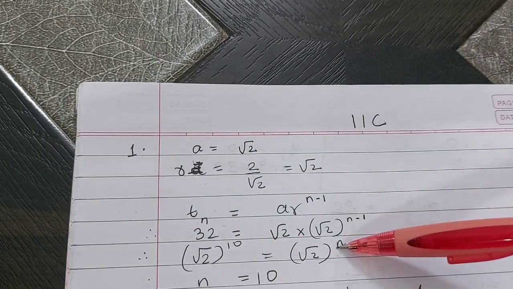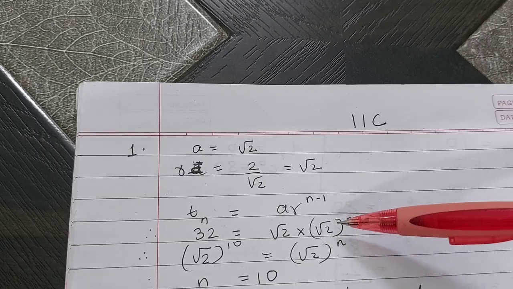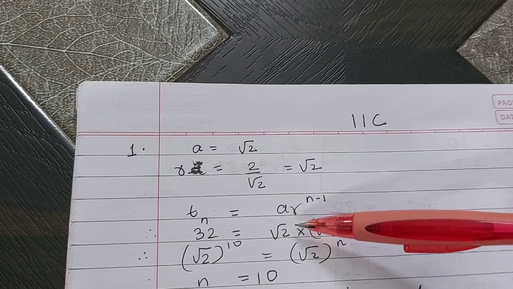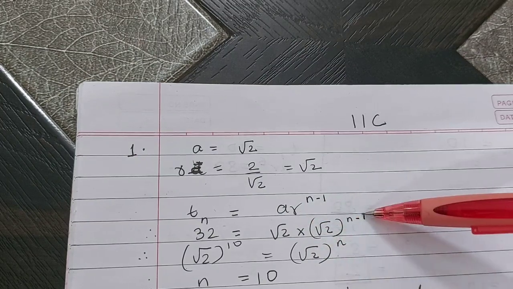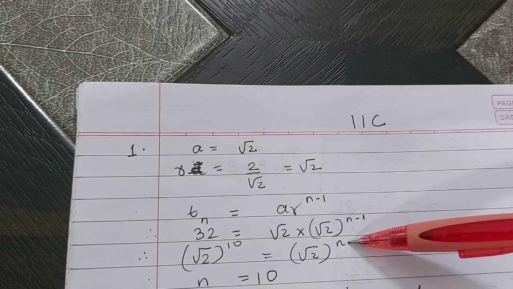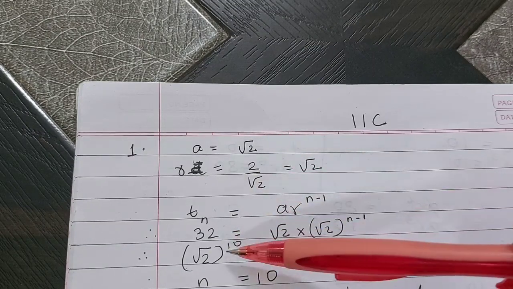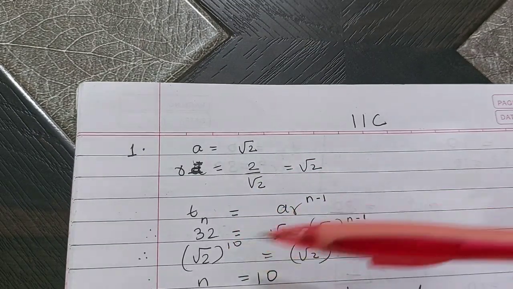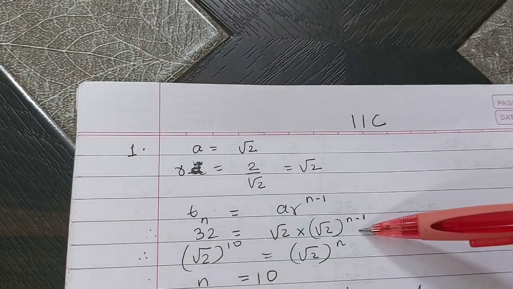So using the formula and substituting, we can get the value of n. Root 2 raised to n minus 1 into root 2 raised to 1. So if you have the same base, you can add the powers, and minus 1 and plus 1 go away and n is left here, and convert 32 to the base root 2. 32 is 2 raised to 5, that's root 2 raised to 10. So if the base is same, we can compare the powers, so n is equal to 10.